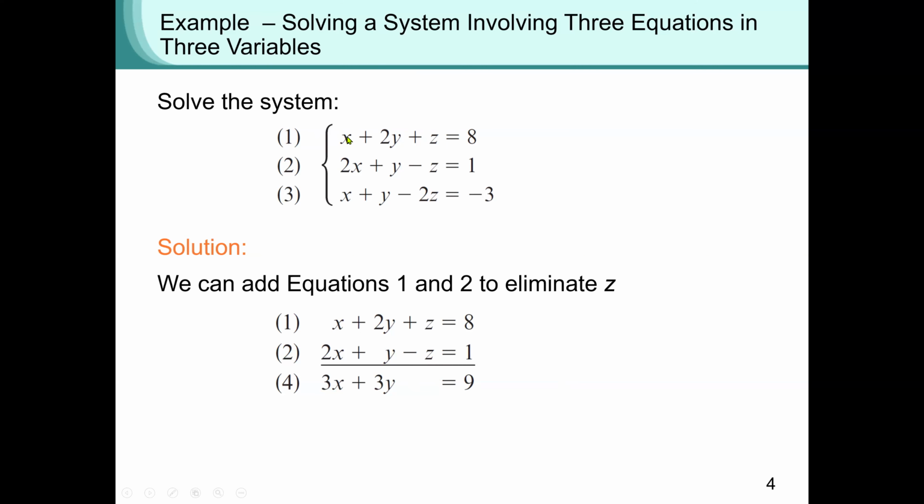We are going to get x plus 2x, which will give us 3x. 2y plus y will give us 3y. Then plus z minus z will cancel. 1 plus 8 will give us 9. So now we are going to call this equation number 4, which is our new equation. Now here we chose 1 and 2 to eliminate z. So now we have 2 options. We can either take 1 and 3 or 2 and 3 to eliminate z again, so that we get 2 new equations with only 2 variables x and y.